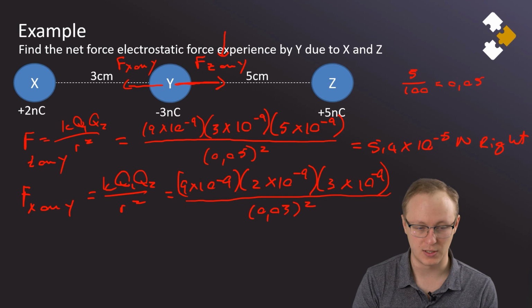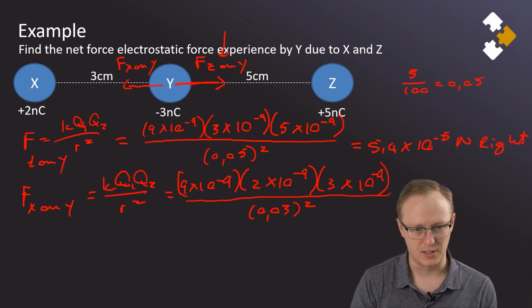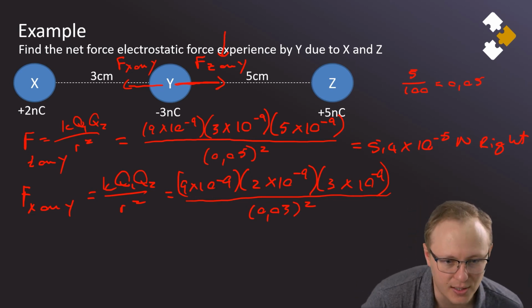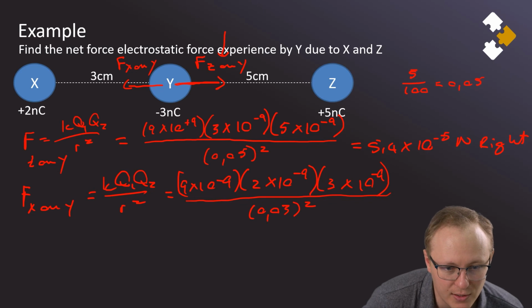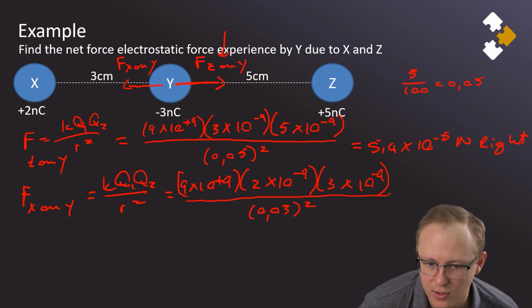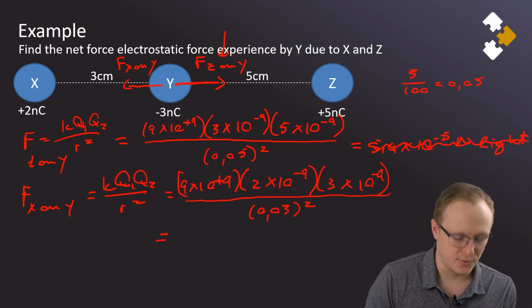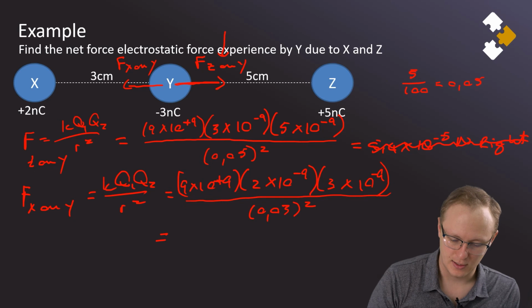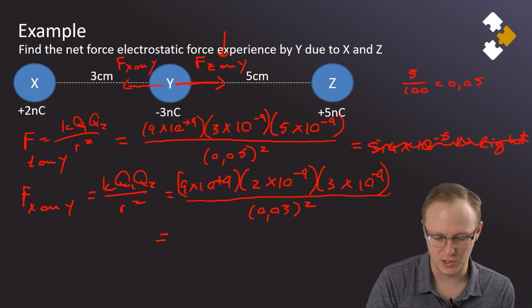9 times 10 to the negative 9 times 2 times 10 to the negative 9. Oh, I've been using times 10 to the negative 9, and this should actually be times 10 to the positive 9. Okay, so if you ever make that mistake, you're not alone. Okay, so let me just fix that there. Okay, so 9 times 10 to the positive 9. So if you're in doubt, check your formula sheet.